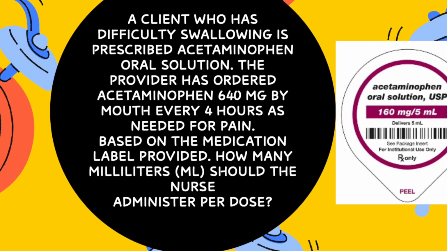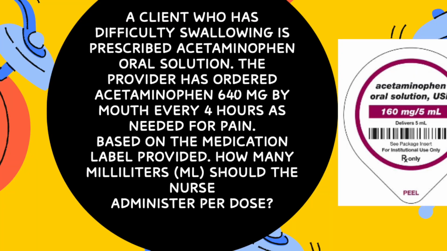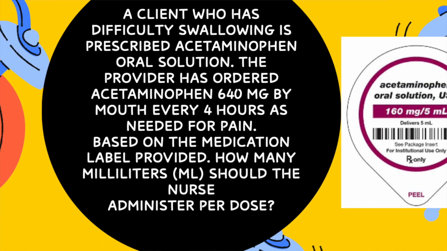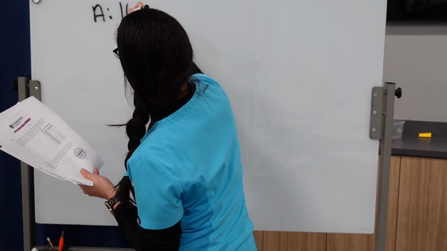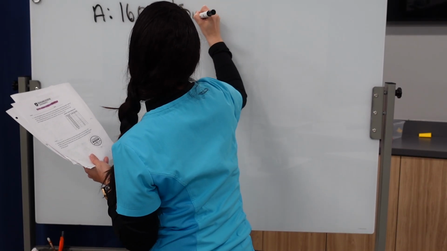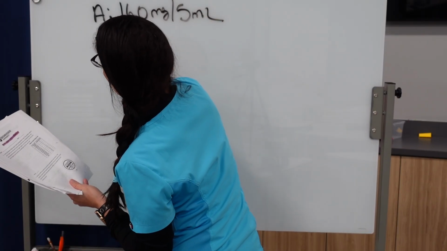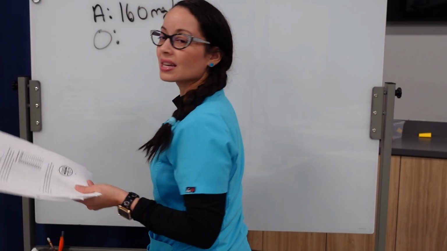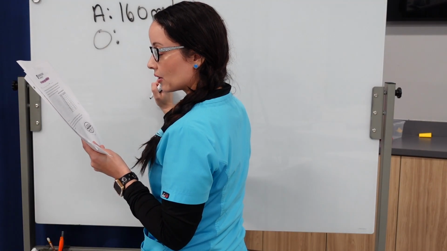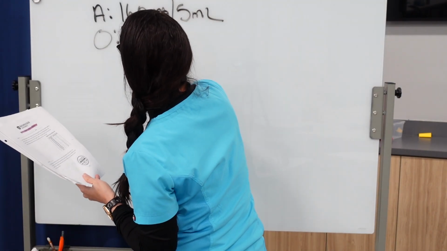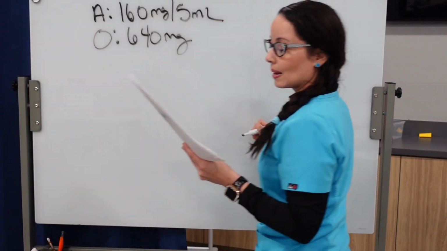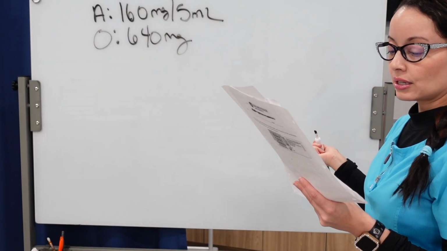The other thing I highly encourage that you do is note what's available. The medication comes in 160 milligrams per 5 milliliters. That's the supply. You can also say supply, right? Now the order says the provider has ordered acetaminophen 640 milligrams by mouth every 4 hours as needed for pain.